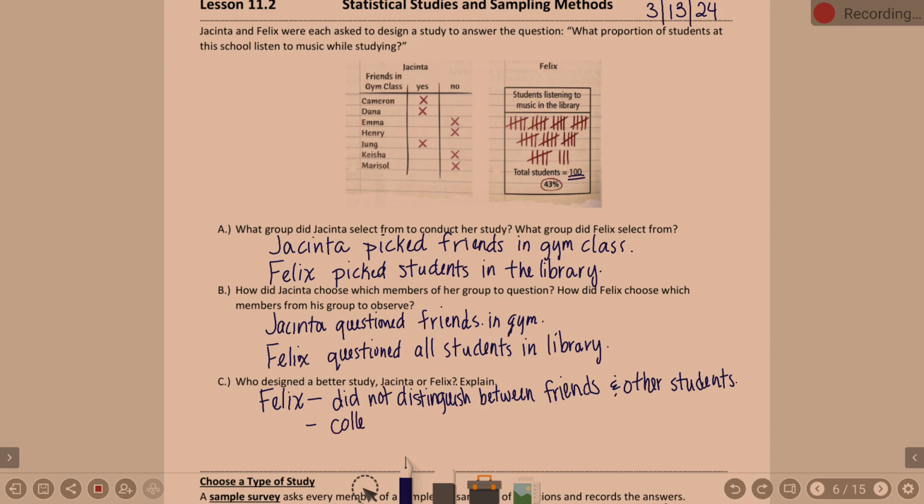Collected data from 100 students. Just had a thought. Nothing says all 100 students were in the library at the same time. Could he have gotten people as they come and go? Ask people, are you going to listen to music? Or just in general, do you listen to music while studying, you know?